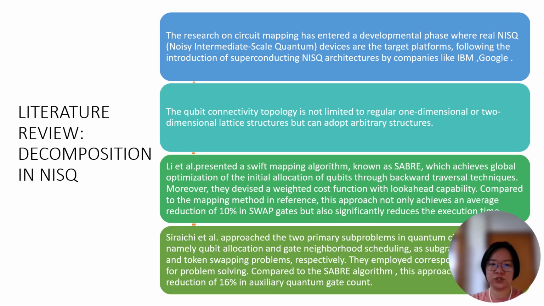They present a mapping algorithm known as SABRE, which achieves global optimization of the initial location of qubits through a backward traversal technique. Moreover, they devise a weight cost function with look-ahead capability. Compared to the mapping method in the reference, this approach not only achieved an average reduction of 10% in swap gates, but also significantly reduced the execution time.